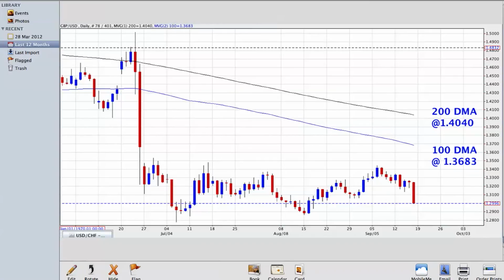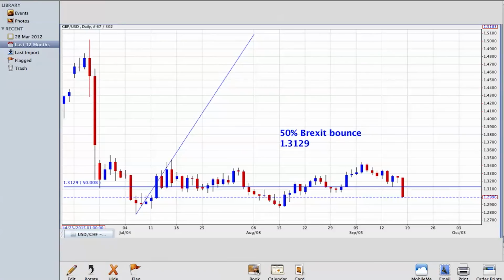If we have a look at the pound against the US dollar, the 200-day moving average is miles away, around the 140.40 area. That's something we need to bear in mind, that the 200-day is so far away, and that's indicating that we're in such a protracted downtrend. The 100-day moving average is around the 136.83. So we haven't been able to test that since Brexit, and if we don't get a rate rise, that may be a target for the pound against the US dollar.